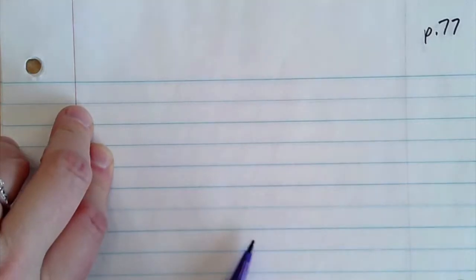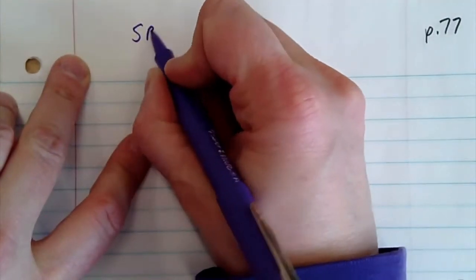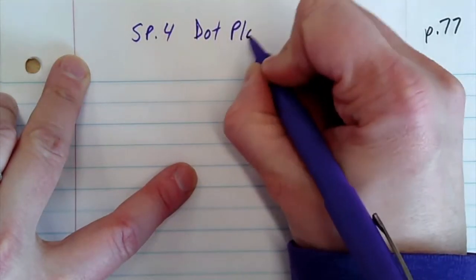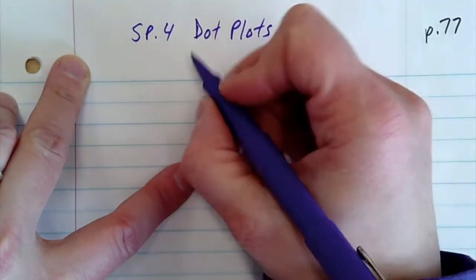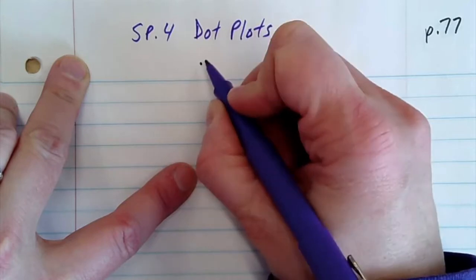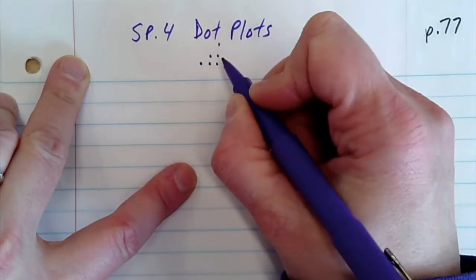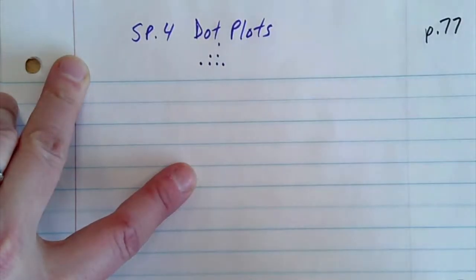This is page 77 in our notes. This is working on SP4. We're talking about dot plots. And those are exactly how they sound. They are going to have dots in them. And so a lot of times you'll see 1, and then you'll see 2, and then you may see 3, and then you may see 1 like that.